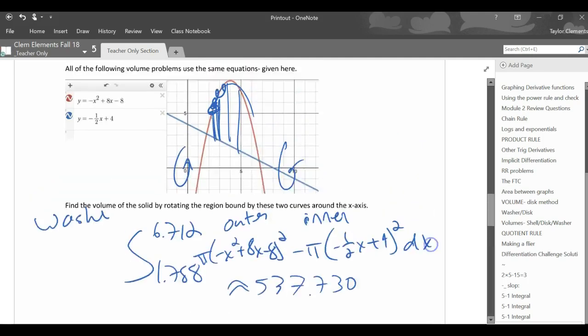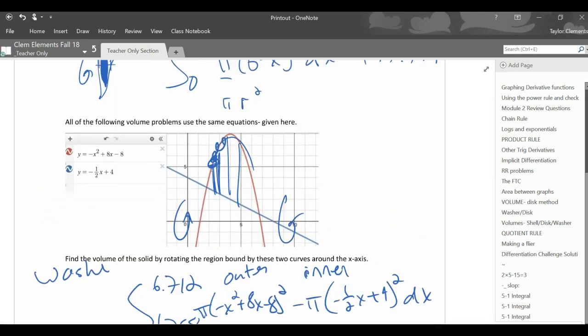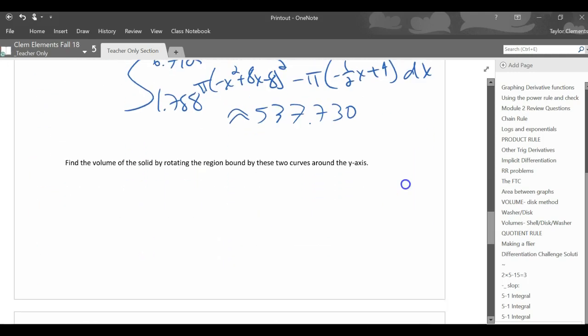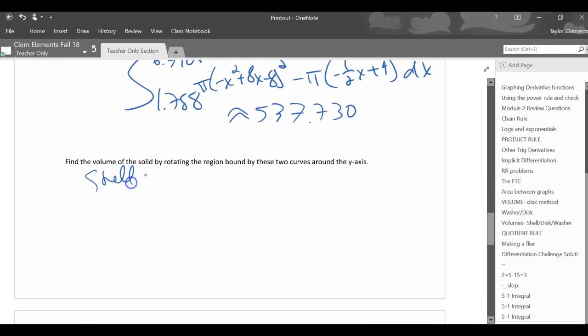Okay, let's look at the next one. Same region, but now around the y-axis, this way. Here, if we were to do the washer method, it would get awkward because it's the same graph. So you could either chunk this up into a couple of integrals, or we could just use shell. So here'd be my one slice that's been rotated around. So let's just do shell.